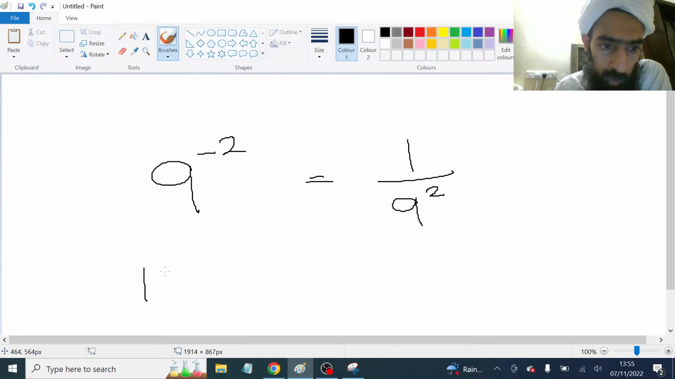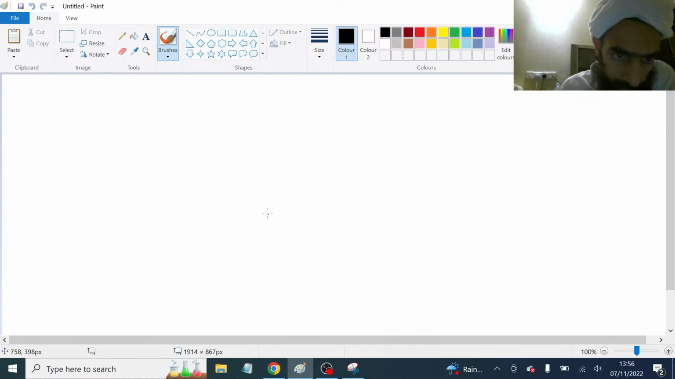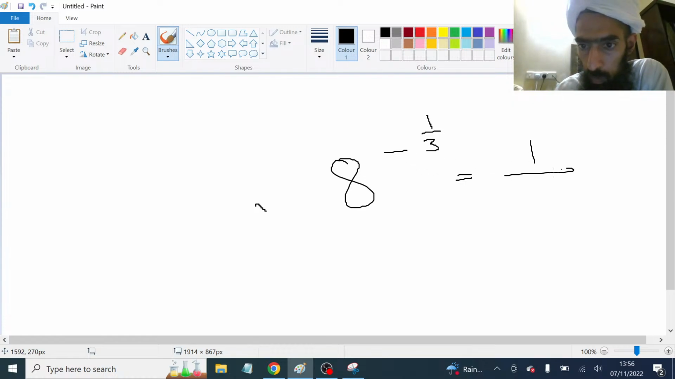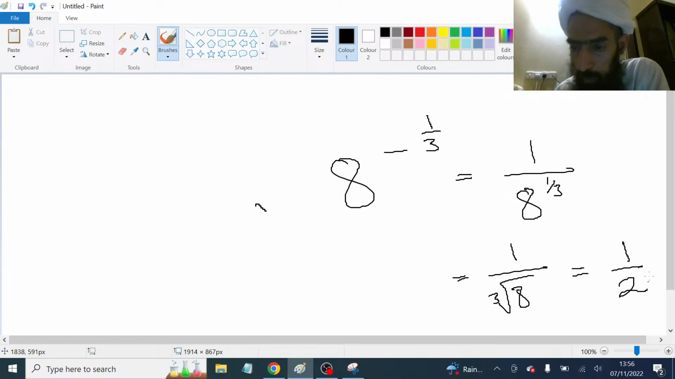So let's try another one. 16 to the power minus 3 is really saying we are starting with 1 dividing by 16 to the power 3. And let's try one with fractions. Let's go with 8 to the power minus 1/3. The minus is a divide, so it's starting with 1 divided by 8 to the power 1/3. We know that 8 to the power 1/3 is a cube root, and the cube root of 8 is 2, so 1/2.